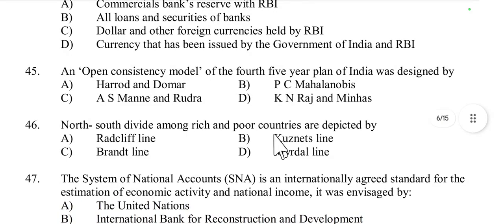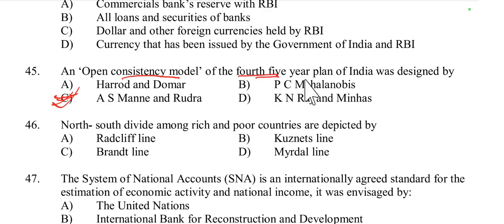Then question number 45. An open consistency model of the fourth 5-year plan of India was designed by Harrod-Domar, Mahalanobis, Mane and Rudra, or Raj and Minhas. The right option is Mane and Rudra, so option C is right here, because this model was part of the planning framework used during that period to ensure consistent and effective economic planning. So the open consistency model was in the fourth 5-year plan.